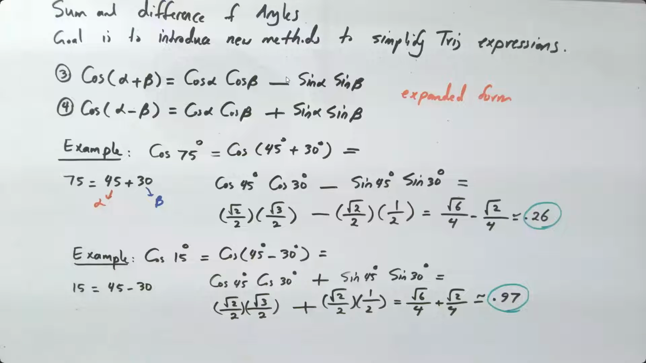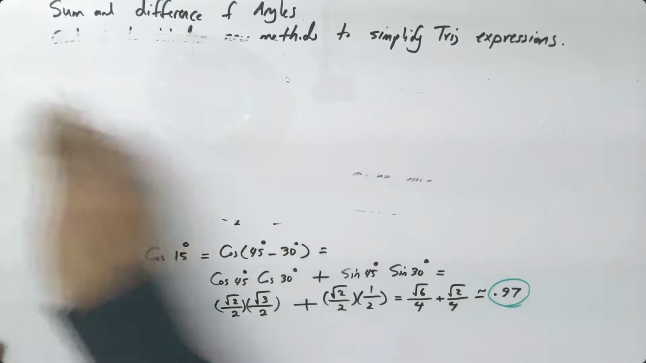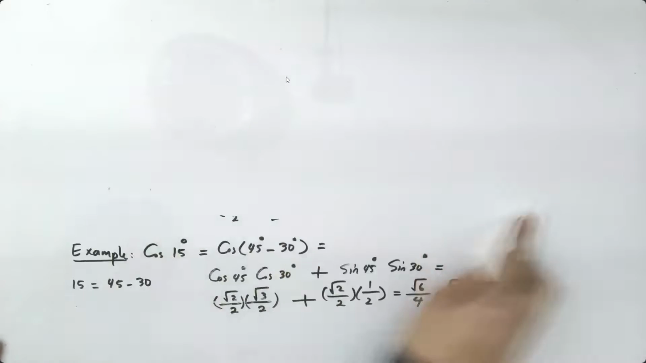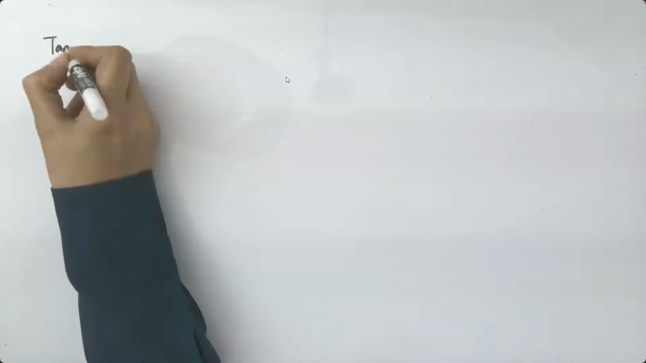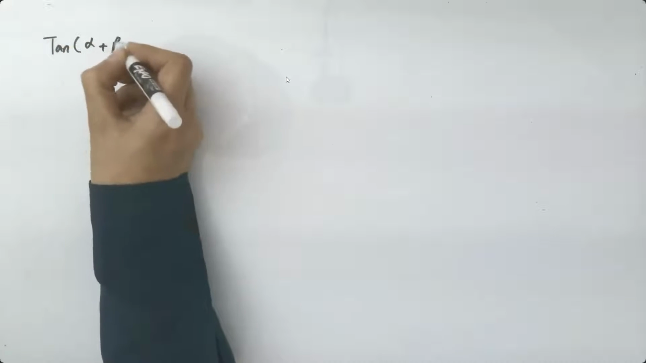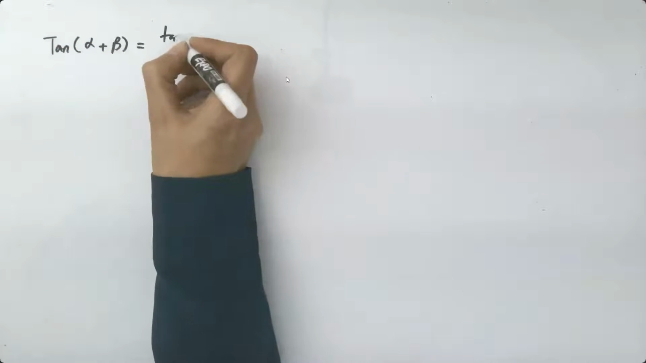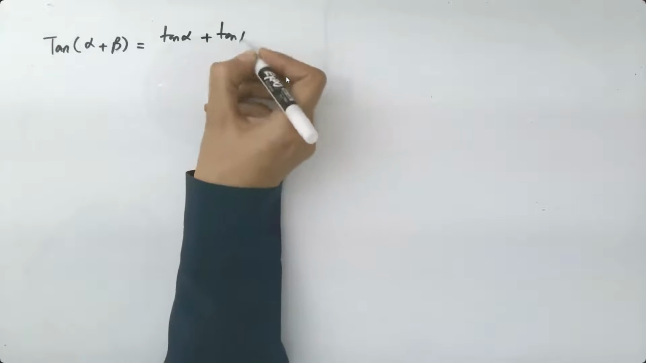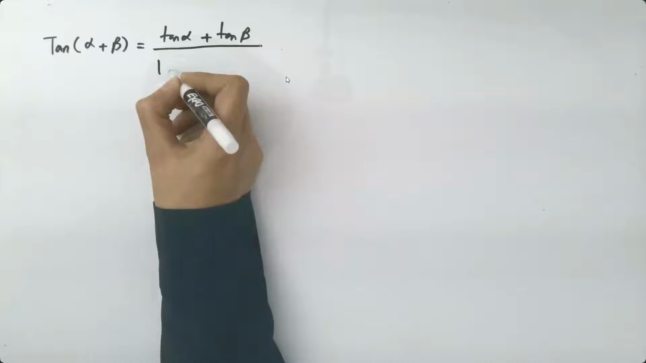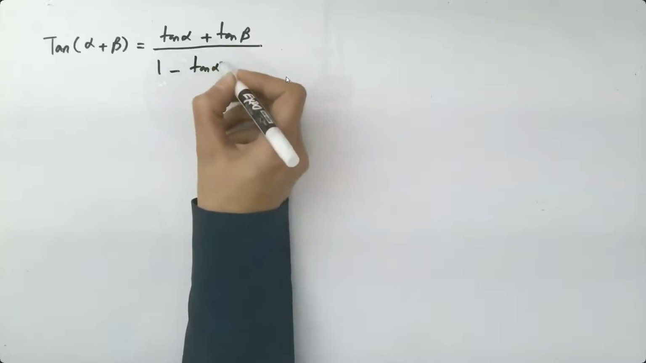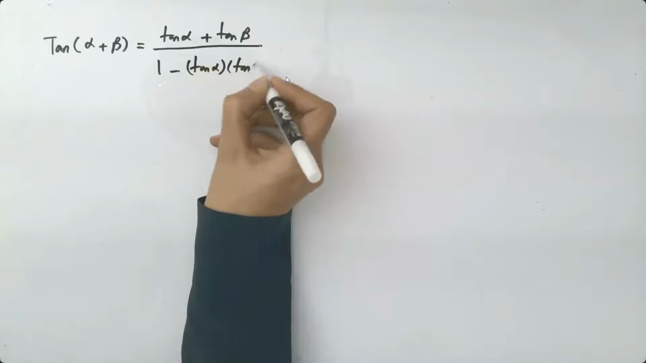Very well. So suppose now I talk about tangent. All right. So we talked about sine, we talked about cosine. Now, what about the tangent? The tangent of alpha plus beta is equal to tangent of alpha plus tangent of beta divided by 1 minus tangent alpha times tangent beta.